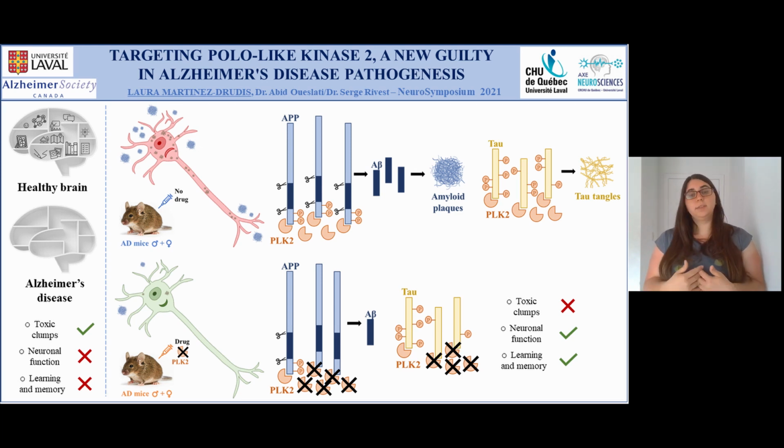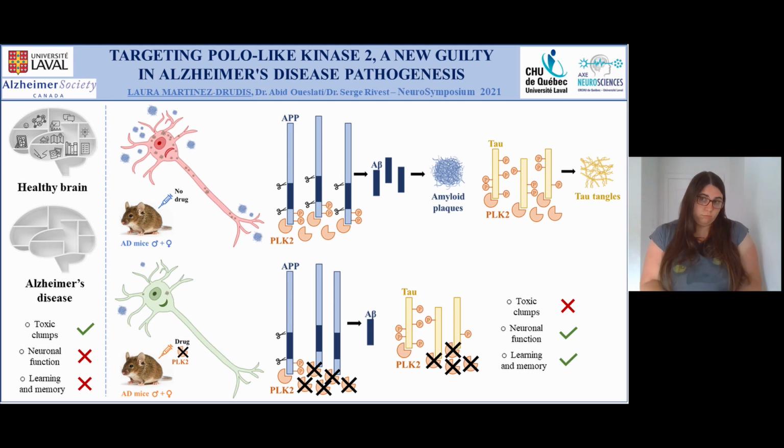And in this context, our laboratory is interested in a kinase named polo-like kinase 2 or PLK2 that is highly elevated in the brains of Alzheimer's disease patients. So we believe that the abnormal accumulation and activity of PLK2 will increase A beta and tau accumulation. And thus that using drugs capable of blocking the phosphorylation capacity of PLK2, we could reduce the neuronal dysfunction and death associated with these events.